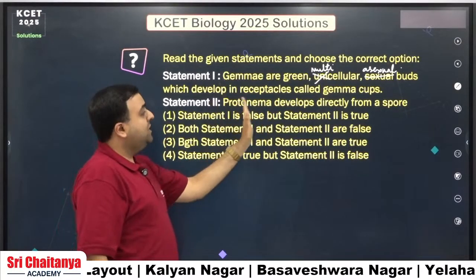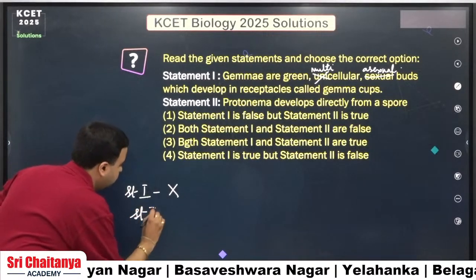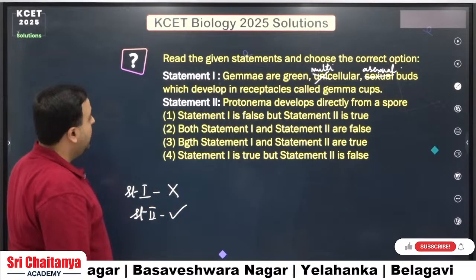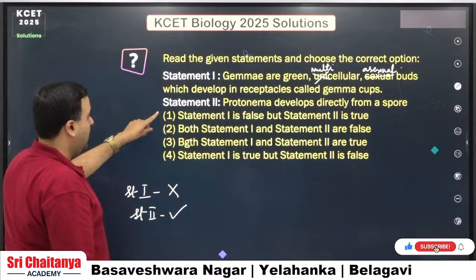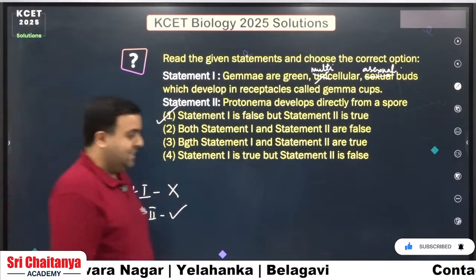Protonema directly develops from the spore is the correct statement. So therefore, statement 1 is false and 2 is true. Therefore, option 1 is going to be the correct answer.